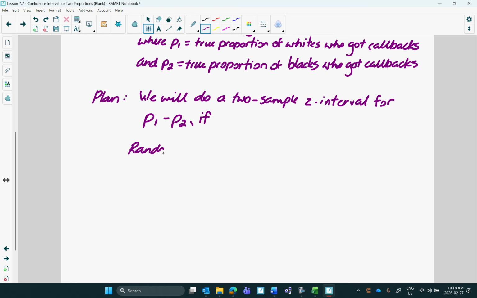Random. What does it say in the question? Right. So they were randomly assigned a white name or a black name and then sent out. So random assignment of names.